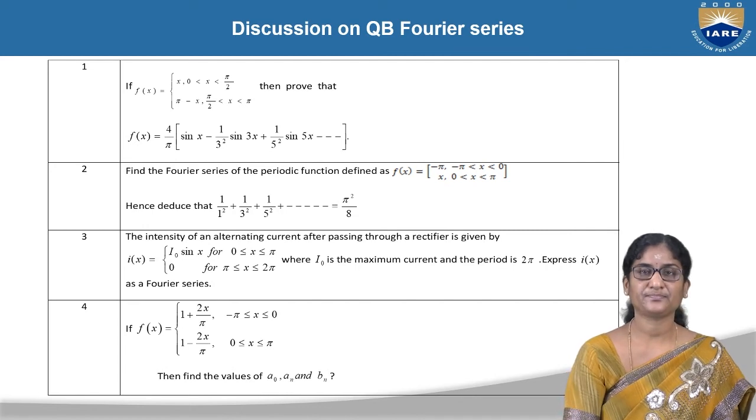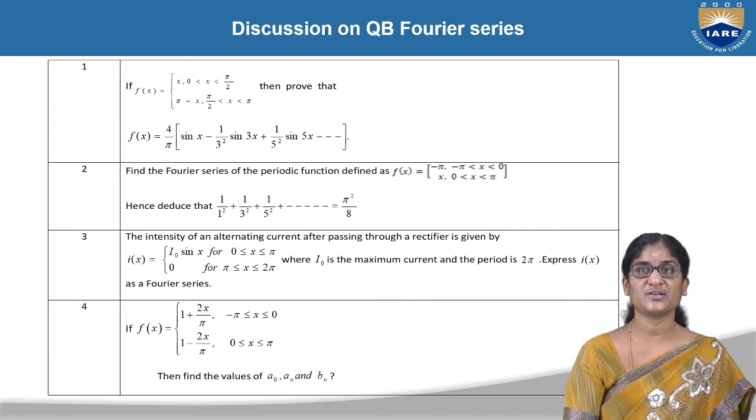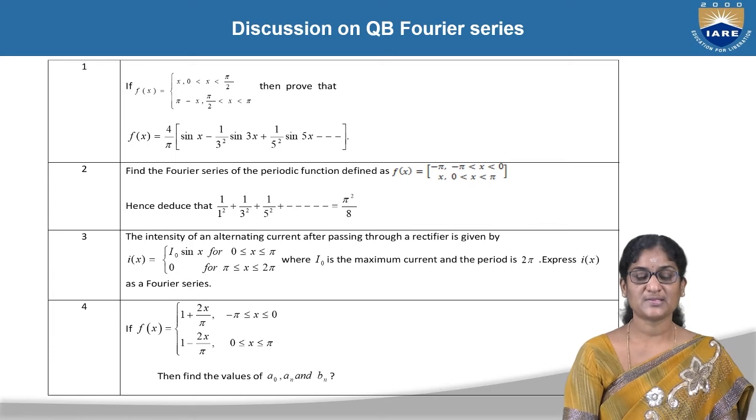So going to part C. What is the function here? f of x is equal to x, x lies between 0 to pi by 2, and pi minus x, x lies between pi by 2 to pi. Here he has given a discontinuous function, and he asked you to prove that pi by 4 is equal to sine x minus 1 by 3 square sine 3x plus 1 by 5 square sine 5x, and so on.